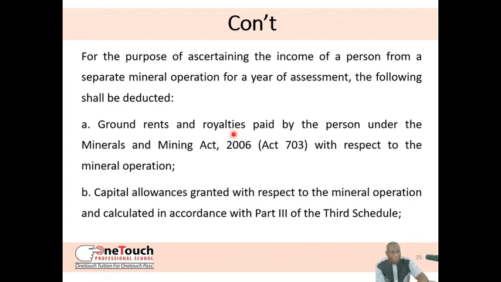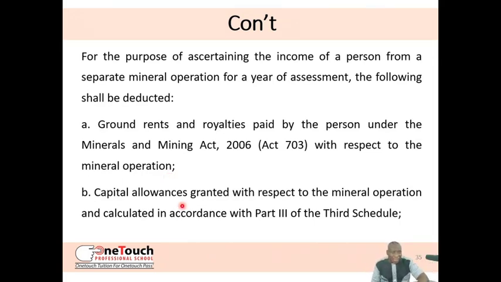It's a deductible expenditure. You pay it to government as revenue, but you, the company that is paying, the taxman will allow it as an allowable expenditure. So I'll make ground rent number one, and royalty paid by the person under the Minerals and Mining Act number two. Then I'll make this one capital allowance. Though the law says so, they've mentioned what? Ground rent and royalties.